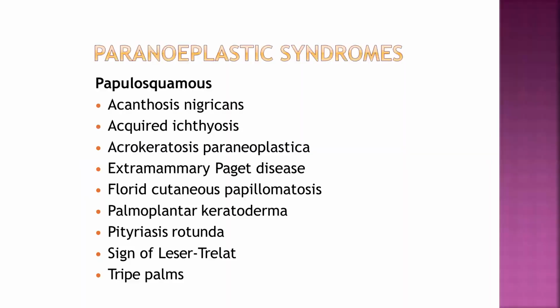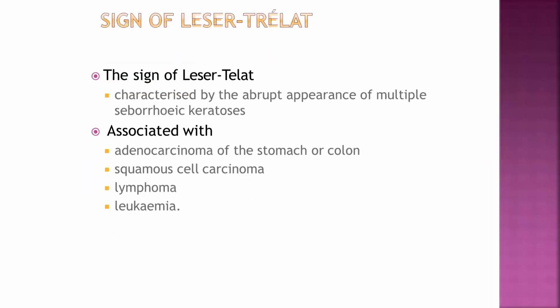Then the paraneoplastic syndromes. These are basically findings that are present due to underlying malignancies. This can be divided into papulosquamous, like acanthosis nigricans, acquired ichthyosis, Leser-Trélat sign, pityriasis rotunda, tripe palms. Leser-Trélat sign is characterized by the abrupt appearance of multiple seborrheic keratoses associated with adenocarcinoma of the stomach or colon, squamous cell carcinoma, lymphoma, and leukemia.